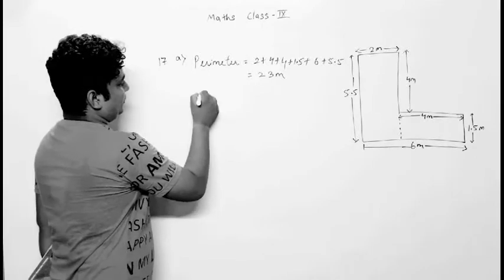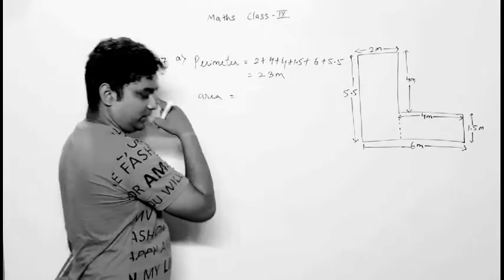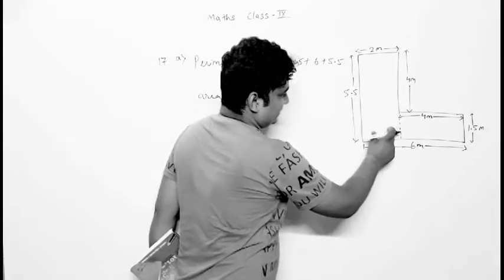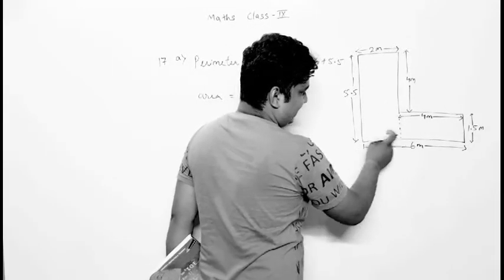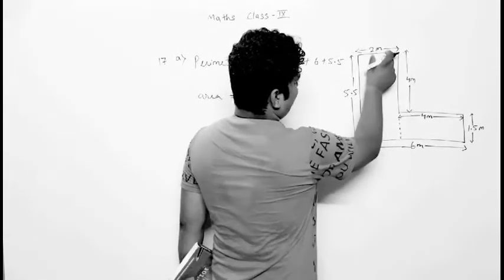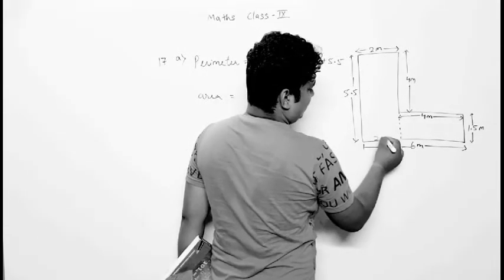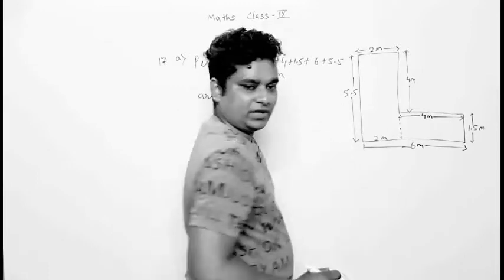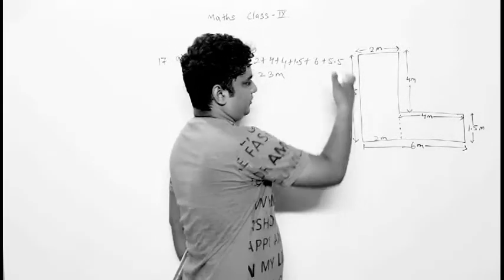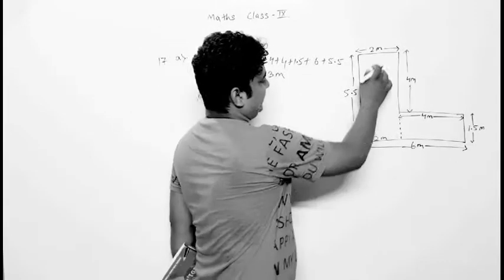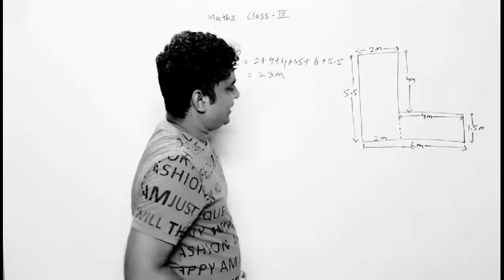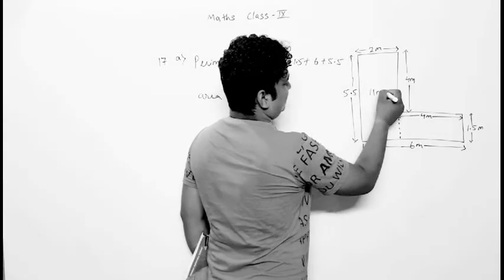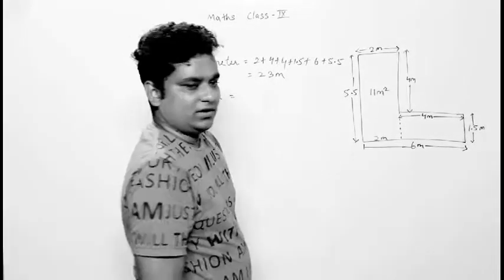After that, coming to area, we need to think a little bit. Suppose we are finding the area of this part, I am adding this and making it a rectangle. This is 2 meter, so this length will also be 2 meter. We are converting it into a rectangle, and 5.5 is the height or width of this. So when finding the area, 2 is multiplied by 5.5, so 11 meter square is the area of this figure.